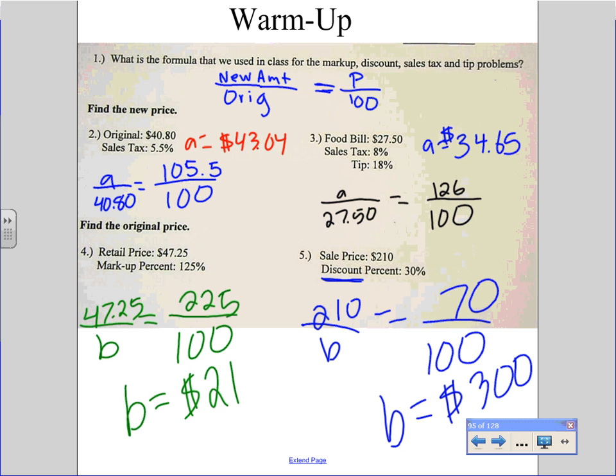Neil? Number 4? Okay. Well, the retail price is $47.25. The markup is 125%. Okay. Remember, the original is always on the bottom, Neil, and anyone else. They ask you to find the original. So you're finding the original, which is B. Anytime it says find the original, that's the B value. Anytime it says find the new amount, that's the A value. Okay? Let's go through the rest of the answers, and then we'll come back to more questions.